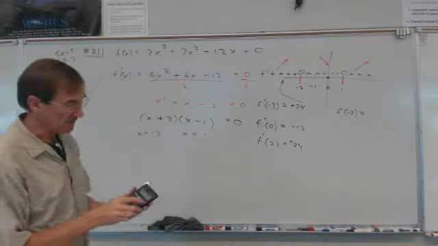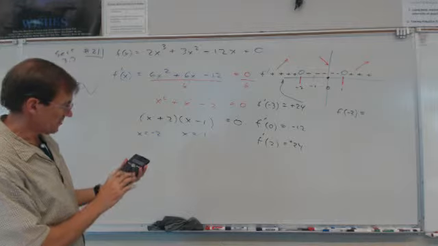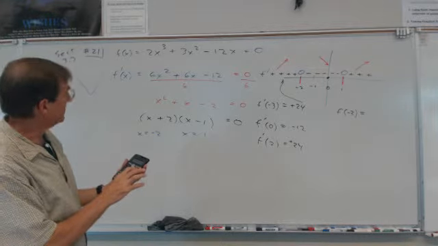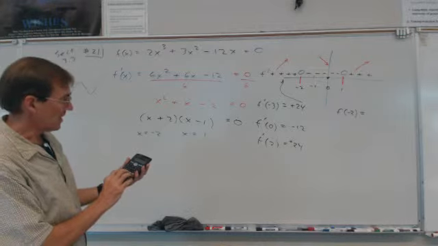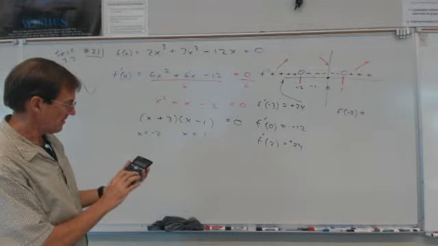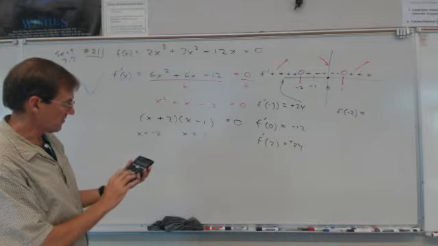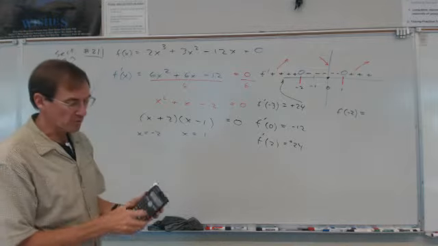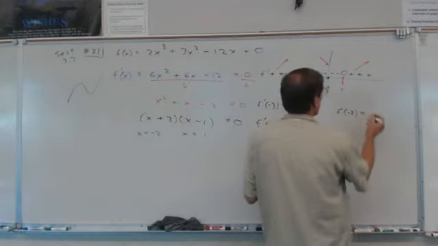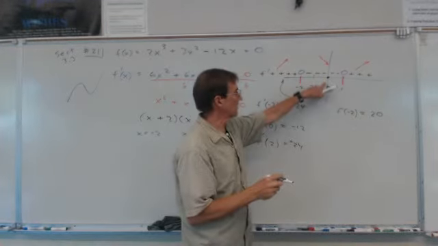Now, again, I'll do this on my calculator. So 2 times parentheses negative 2 cubed plus 3 times parentheses negative 2 squared minus 12 times negative 2. And that turns out to be 20. So f at negative 2 is 20. We know it's 0 right there.